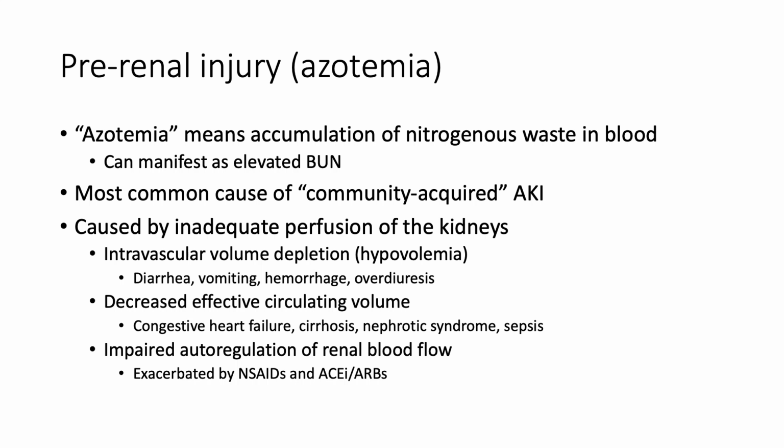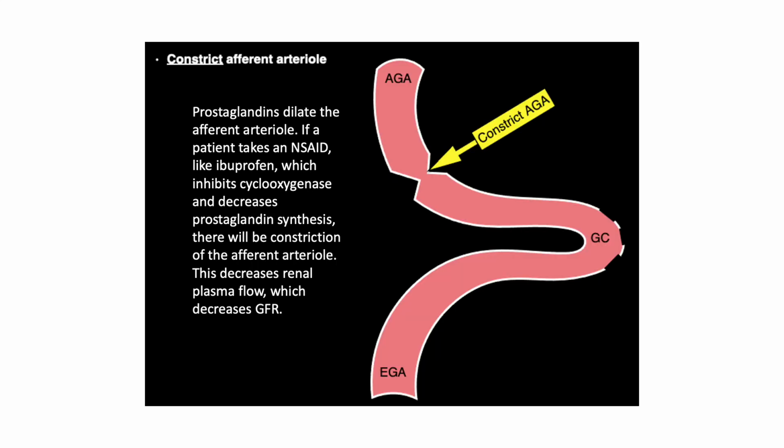Sepsis is a response to infection. You get vasodilation, and sometimes that means reduced blood flow to the kidneys. And then another special case of prerenal injury is related to impaired autoregulation of renal blood flow, and this can be exacerbated by certain medications like NSAIDs, ACE inhibitors, and angiotensin receptor blockers. So here's a little graphic describing that.